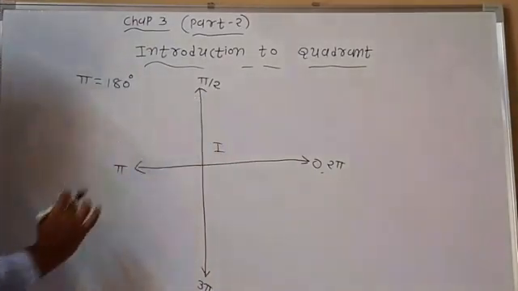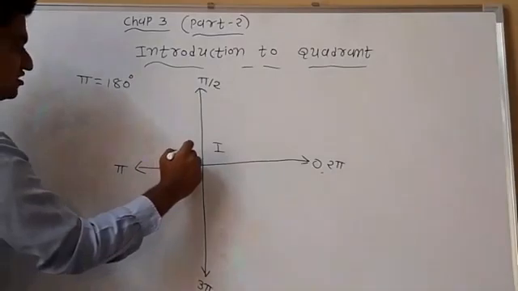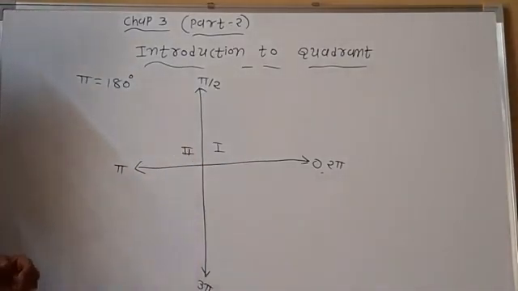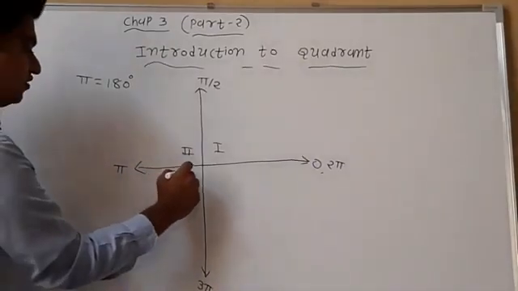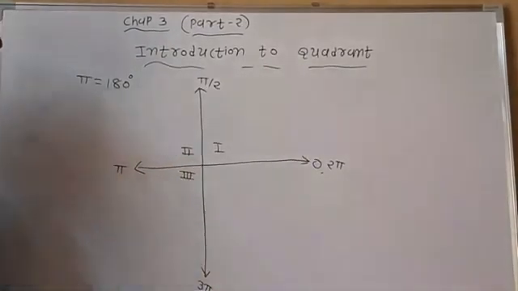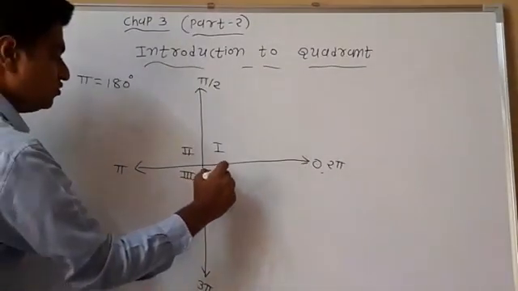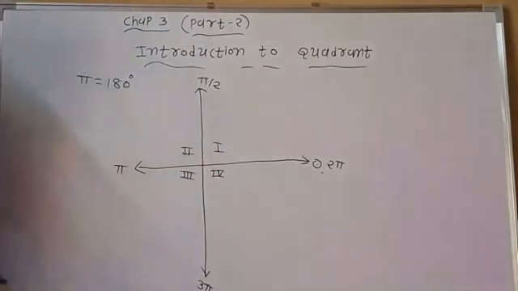pi by 2 to pi, here we say, is the second quadrant. Now pi to 3 pi by 2, here we can write, is the third quadrant, and 3 pi by 2 to 2 pi is written here as the fourth quadrant.